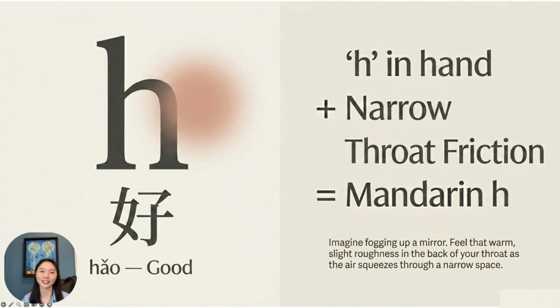This is another 舌根音, h. Start with the English h in hand. Now imagine fogging up a mirror, that warm, slightly rough feeling in the back of your throat. In Mandarin, h has more friction than English. You should feel a slight roughness, like the air is being squeezed through a narrow space at the back of your throat. It's not a huge difference, but it's noticeable.